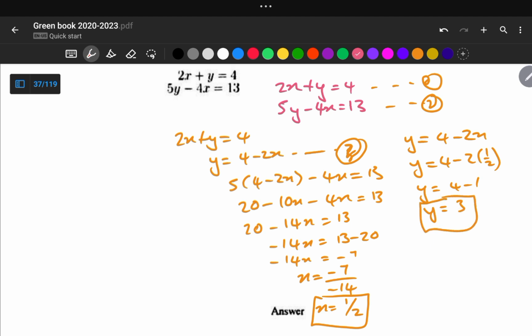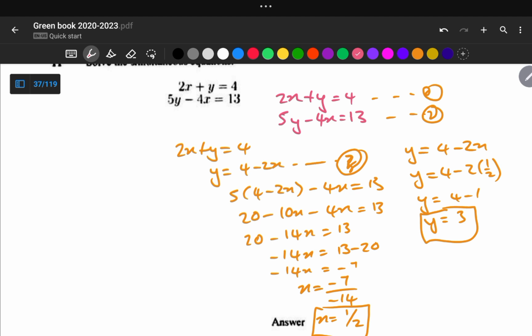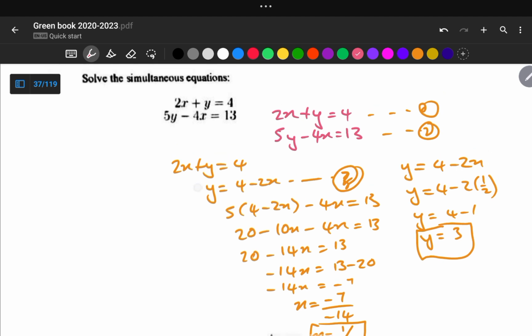And let us try to prove that these values of x and y satisfy these simultaneous equations. Given that x is equal to half and y is equal to 3, let us try the first equation, which should be equal to 4. So it is 2 multiplied by half plus 3. 2 multiplied by half gives us 1, plus 3, which is equal to 4. Therefore these two values satisfy the first equation.